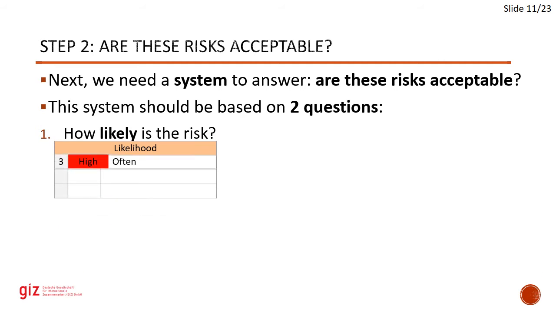If the risk becomes reality often, we say that it is a high likelihood risk and we give it the maximum value of 3. So for example, sunburns. In some countries, clients often get sunburns.